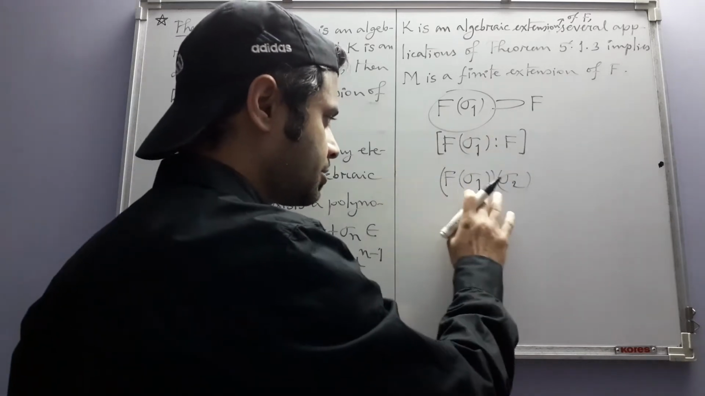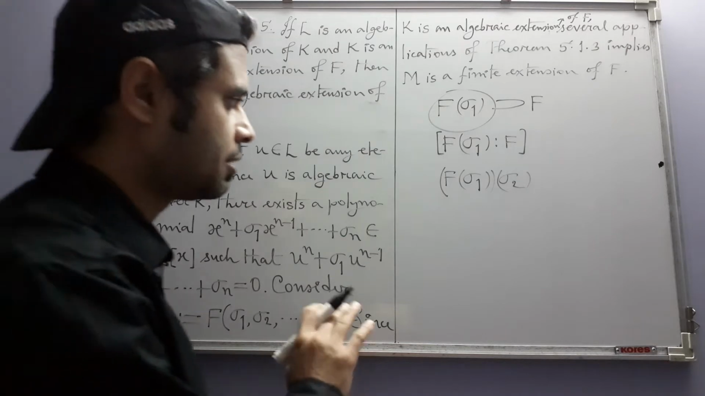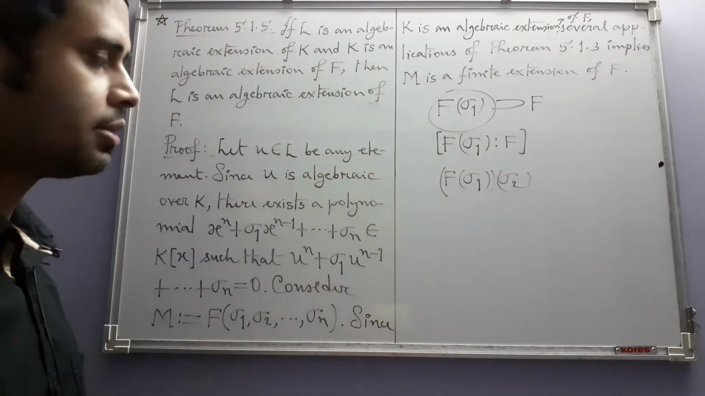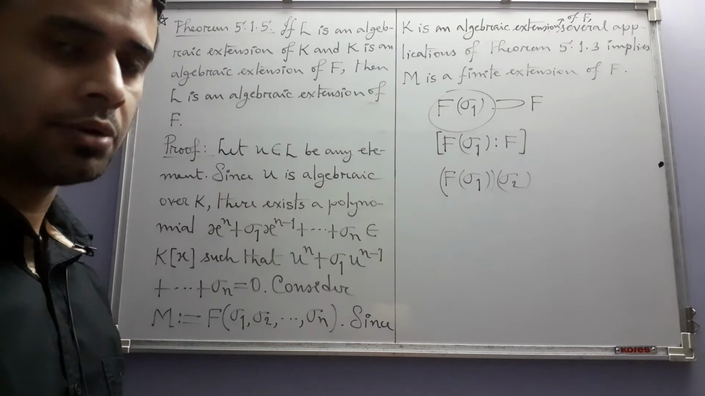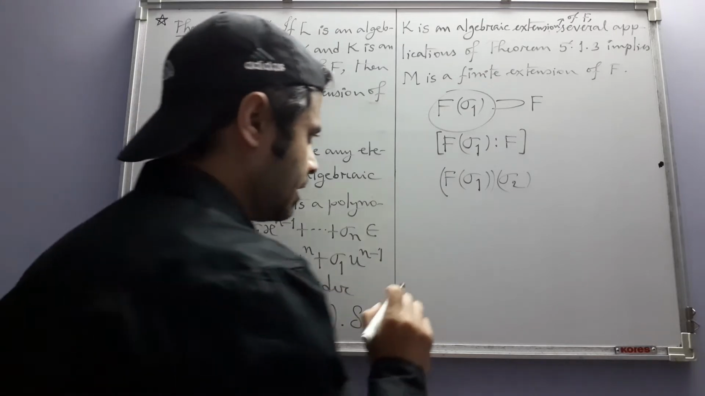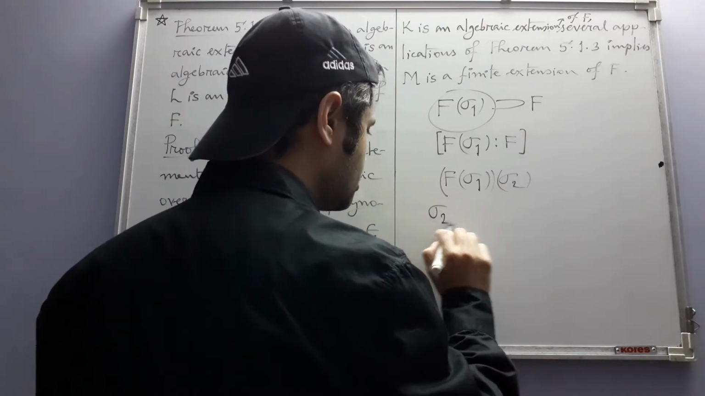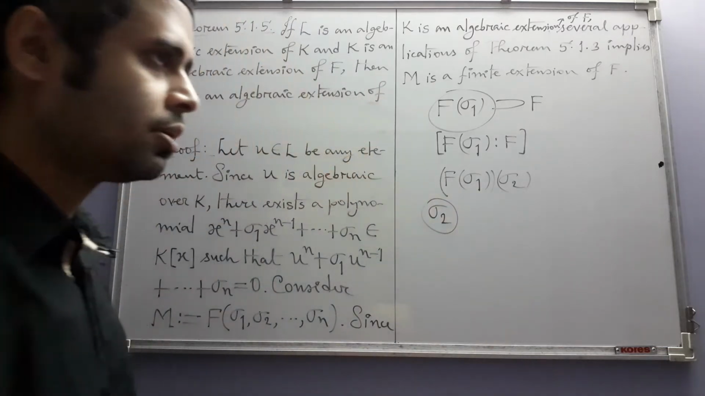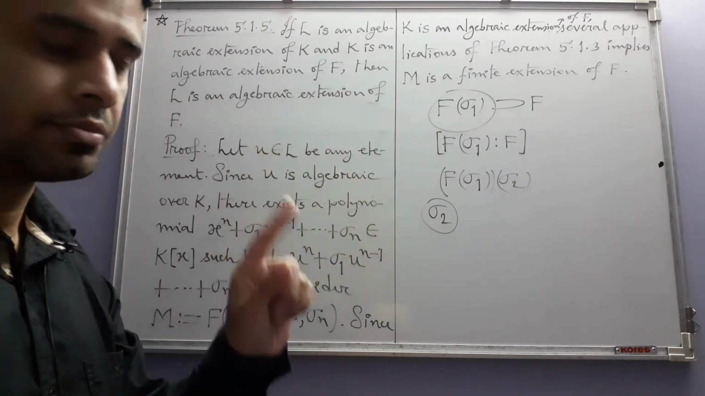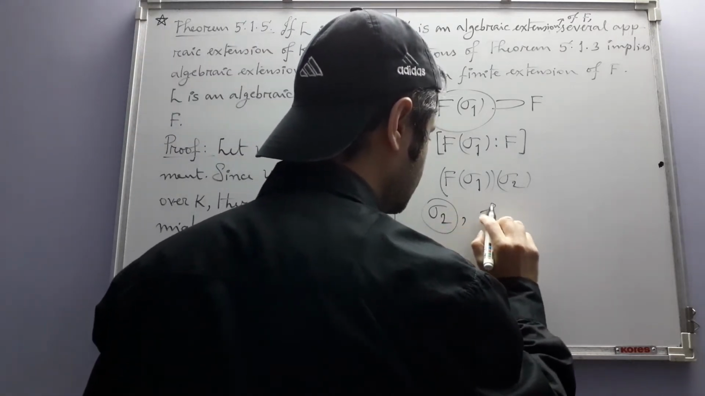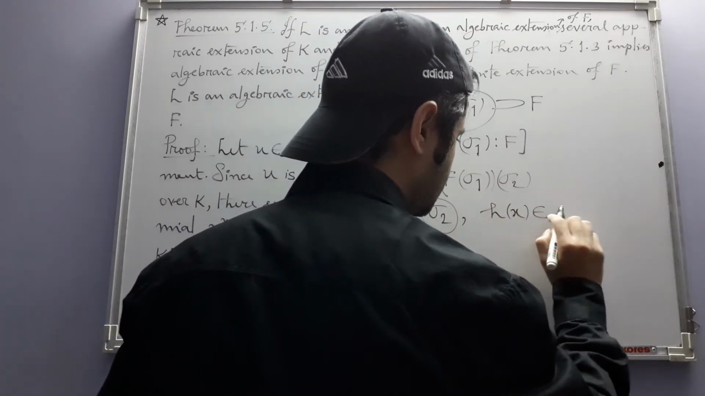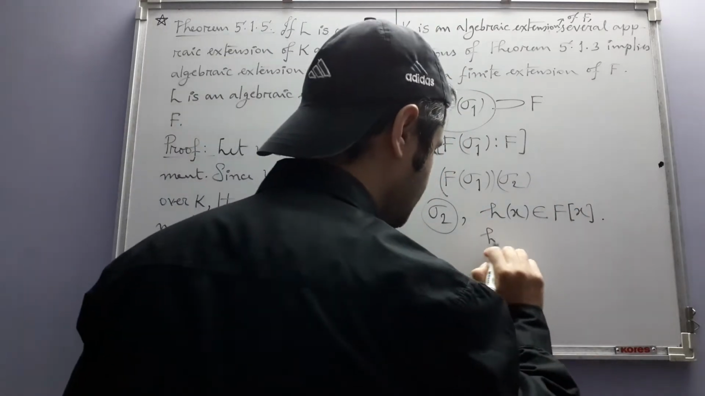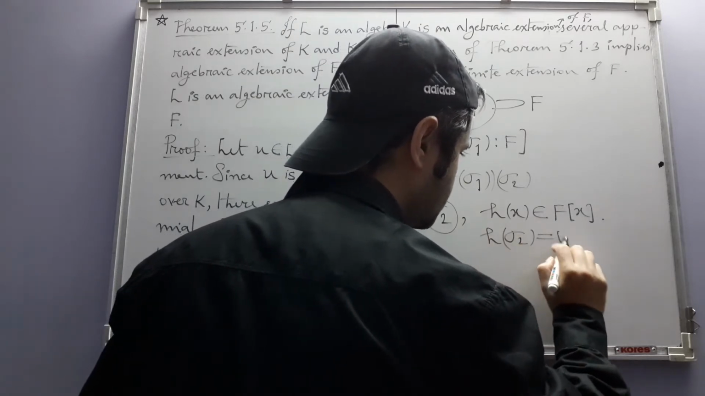Because this is after all an extension of F(sigma 1), we are adjoining sigma 2 to F(sigma 1), and we are saying that this is a finite extension of F(sigma 1). The question is how? And the answer is this. Because sigma 2 is algebraic over F, sigma 2 satisfies a non-zero polynomial of some degree over F. Say that polynomial is h(x), so that h(sigma 2) is equal to 0.